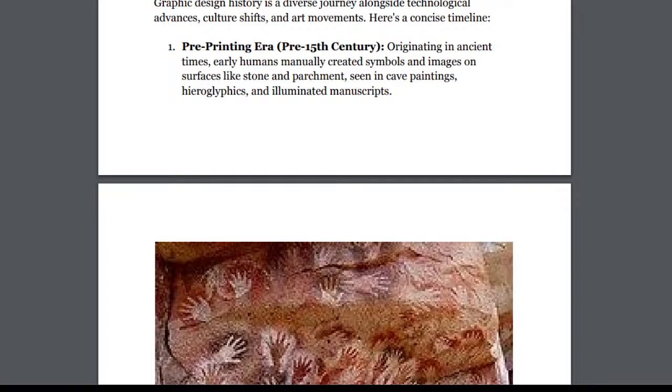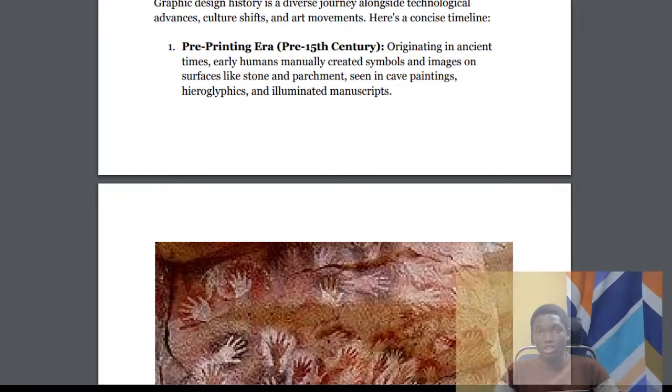As you can see, this is the revolution of graphic design, and this PDF is compiled by Hark team. So that's just a credit about that. And the first one is the pre-printing era. Just running briefly with that, it says originating in ancient time, early humans manually created symbols and images on surfaces.